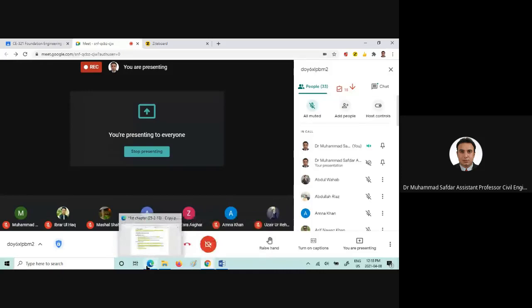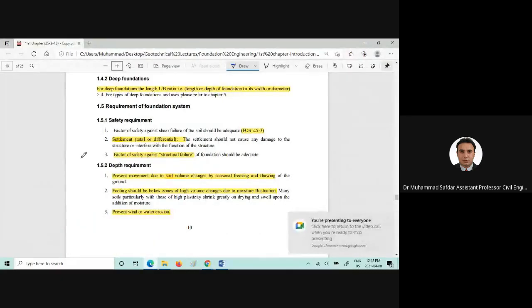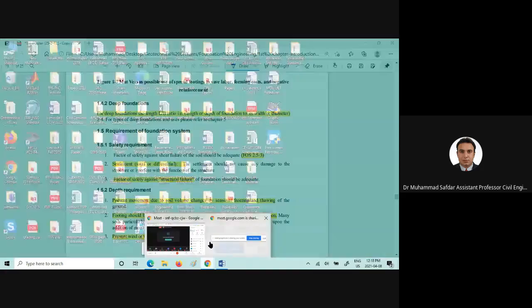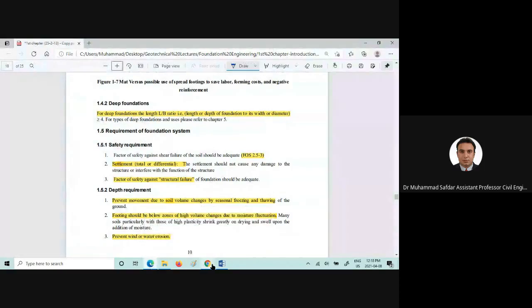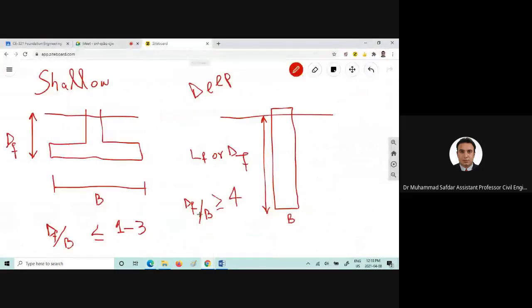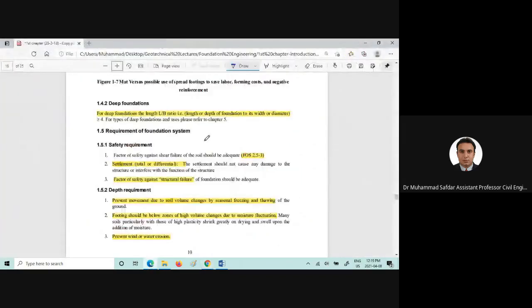Okay, फिर हमारे पास यहाँ पे depth की requirement आती है. ठीक है, depth की requirement, deep foundation. Sorry. Now we already know that if the depth of the foundation or the length of the foundation is greater than or equal to 4, that will be known as the deep foundation.